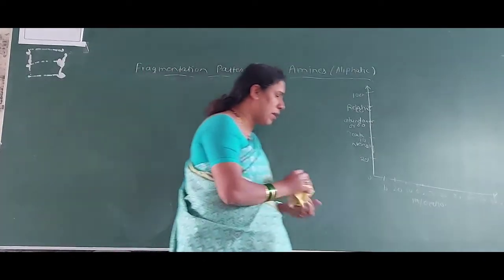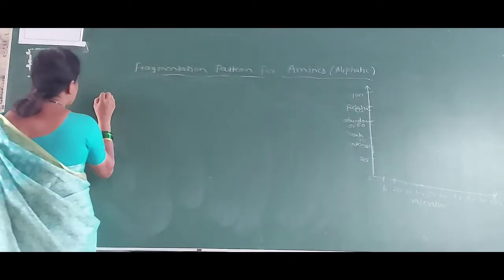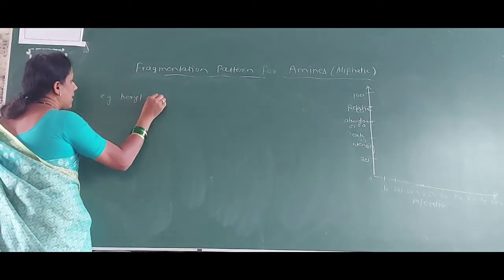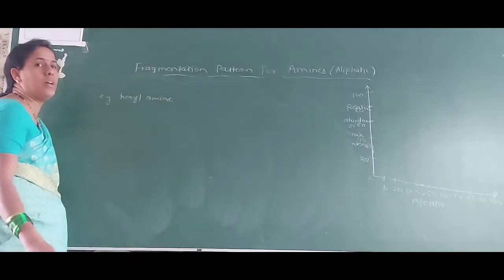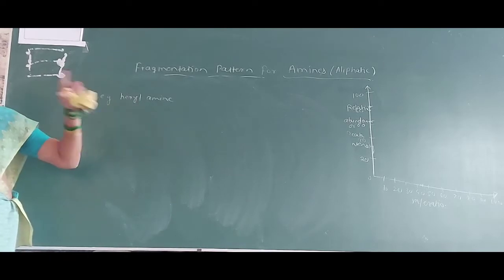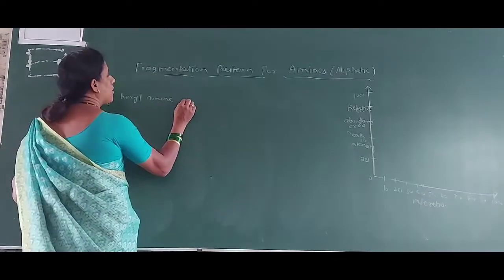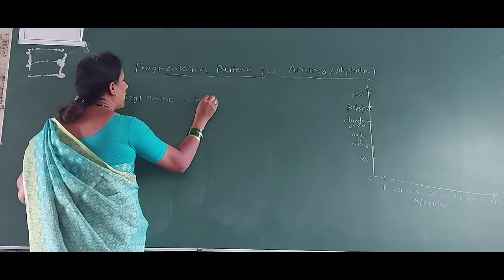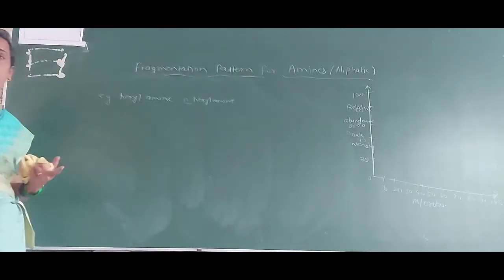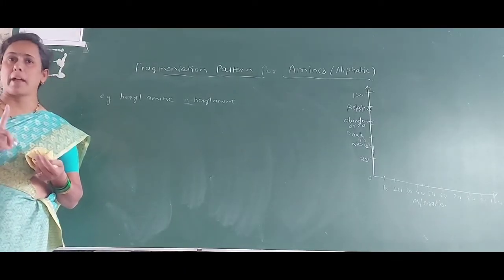Now we are going to discuss the next example, that is hexylamine. Okay. What is hexylamine? When you are getting the hexylamine, the nature of the compound is N-hexylamine. N-hexylamine means normal hexylamine. It is an example of which, primary, secondary or tertiary? Primary.